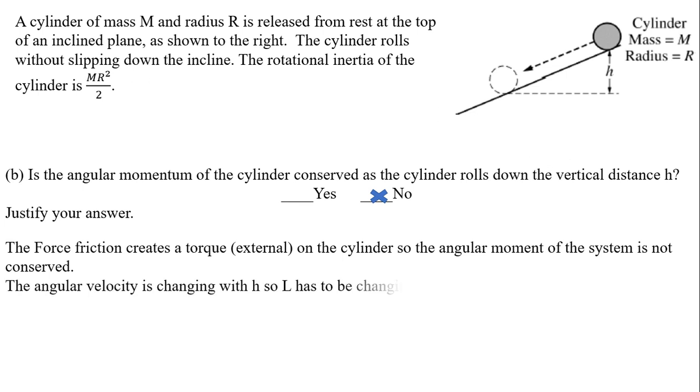But there's another reason it's not. The angular velocity is changing with h. So the L has to be changing. I mean, you figured this out. As your h changes, this omega is going to be different, right? So your L, your angular momentum, which is basically mass times velocity in a sense, has to be changing, right? So if your omega is changing with h, your L also has to be changing. And that's pretty much that one. So angular momentum is obviously not conserved.